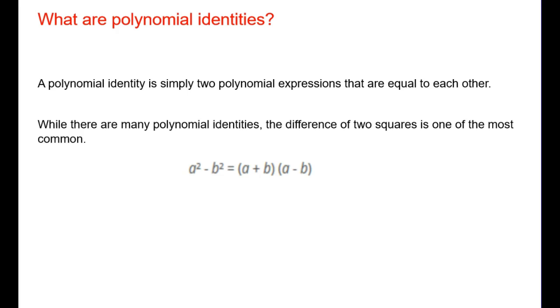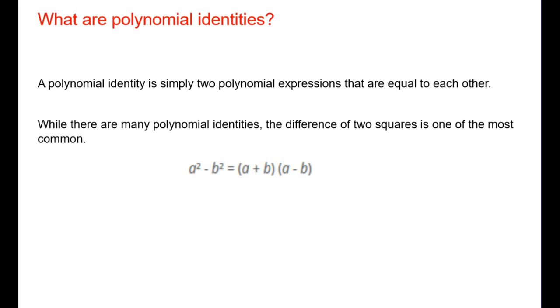A polynomial identity is simply two polynomial expressions that are equal to each other. There are many different polynomial identities we can have. One of the most common ones is a difference of two squares. We have a squared minus b squared. This is a polynomial. We have a plus b times the quantity a minus b. Technically, that's a polynomial too. They're equal to each other.